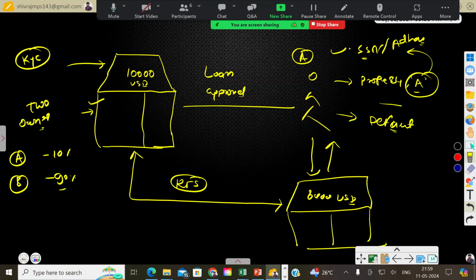So basically here, that person A cheated the bank, or let's say it was an organized scam or fraud, that you can say he did. And now finally the bank lost the total loan amount. Why? Because of KYC documents.